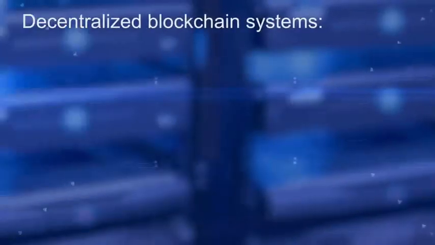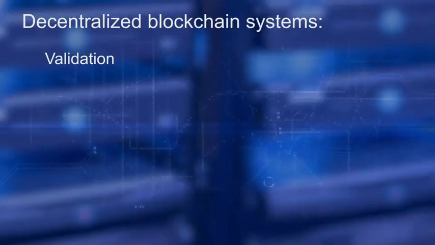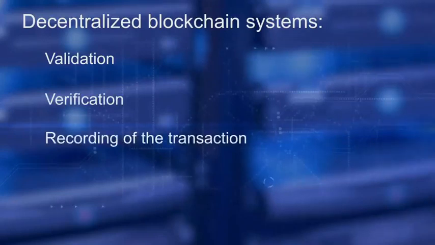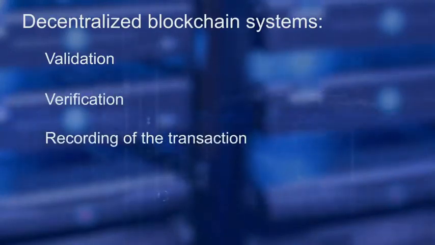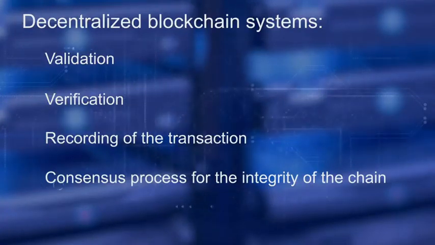Let's compare decentralized blockchain systems with centralized systems. Blockchain has taken on the responsibility of the intermediaries in the form of validation, verification, and recording of the transactions. And of course, the consensus process for the integrity of the chain. All these functions take time and result in significant overhead in the confirmation time of transactions when compared to the centralized system.